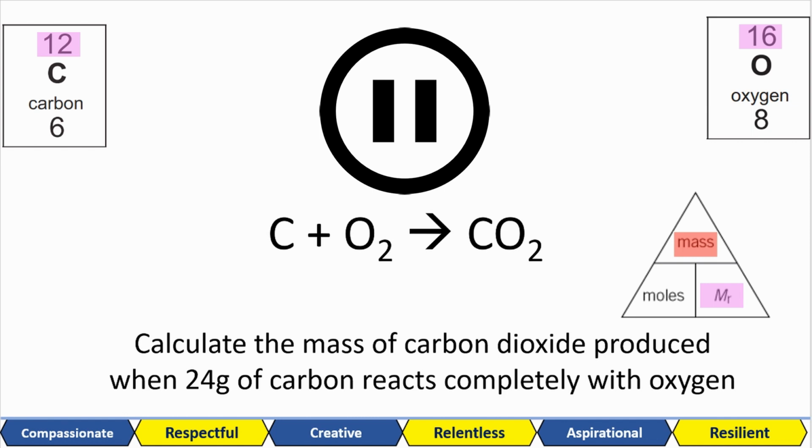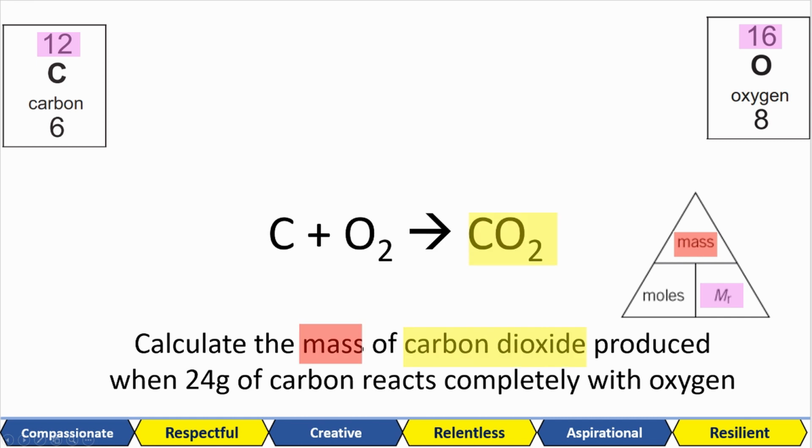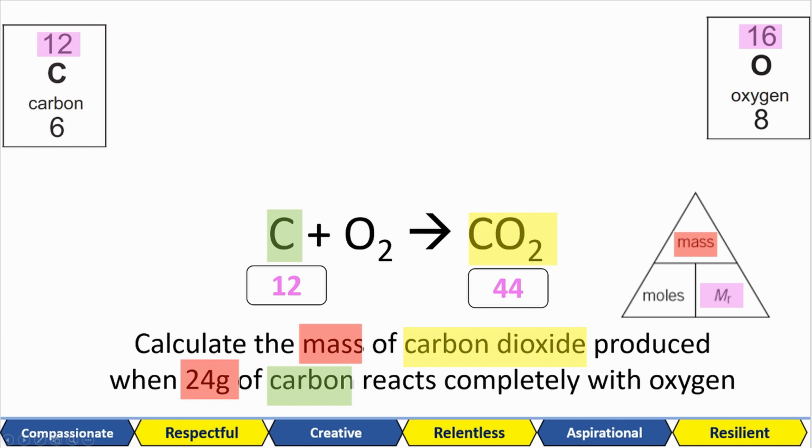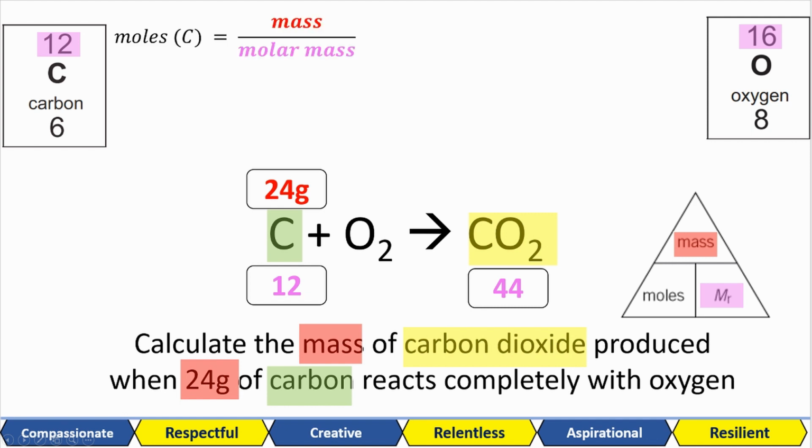We want to know the mass of carbon dioxide produced when 24 grams of carbon reacts completely with oxygen. First, we write the molar masses of each underneath. 12 for carbon, 44 for carbon dioxide. Let's not worry about the oxygen. Then the mass in the question, which is the 24 grams of carbon, we'll put that above the carbon.